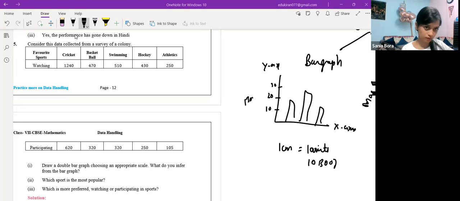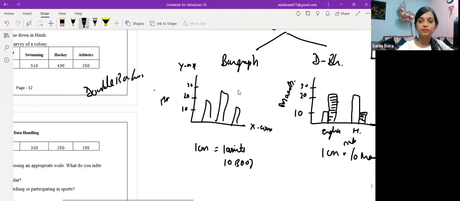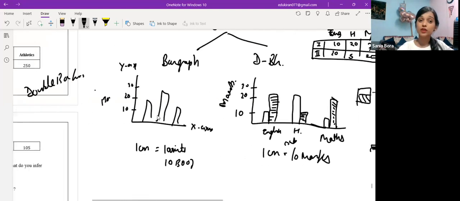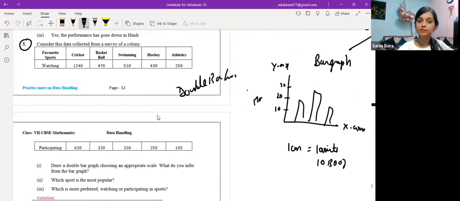Now what we want to do? Miraj, you have to do question number 5. This is the question. You have to draw the double bar graph. Yes, double bar graph. Yesterday we did the double one. You remember in the previous class we did first term, second term? Okay. Yes.